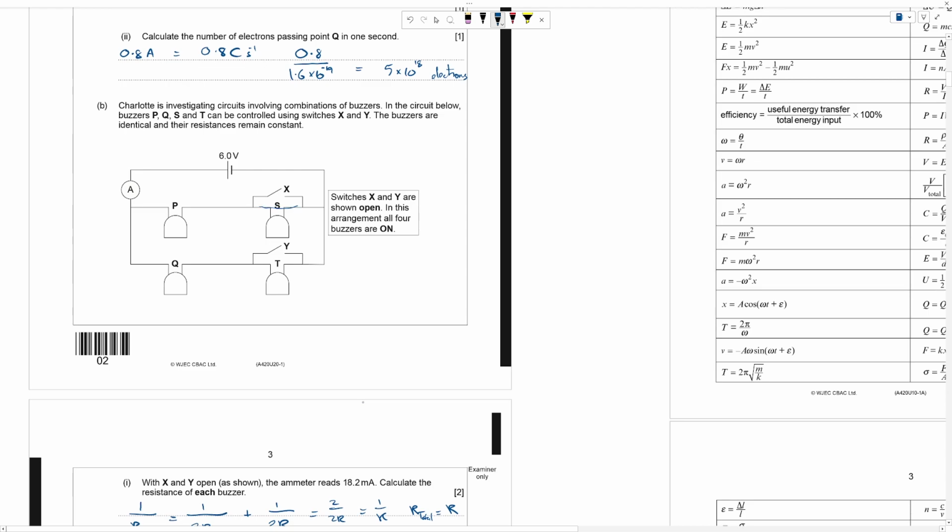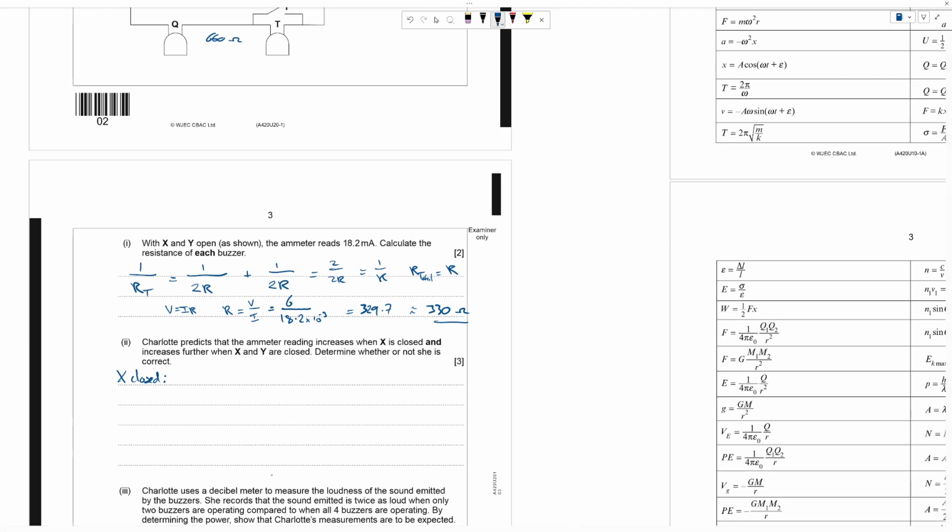If we close X, the resistance of this top branch S is taken out of the circuit essentially. So by closing X, the resistance of this top branch just becomes 330 ohms because there's only a single buzzer, while the branch below it would still have a resistance of 660 ohms. So the total resistance of the circuit would be equal to 1 over 330 plus 1 over 2 times 330. Okay, and then always remember we will have to turn that back upside down again to get the total resistance.